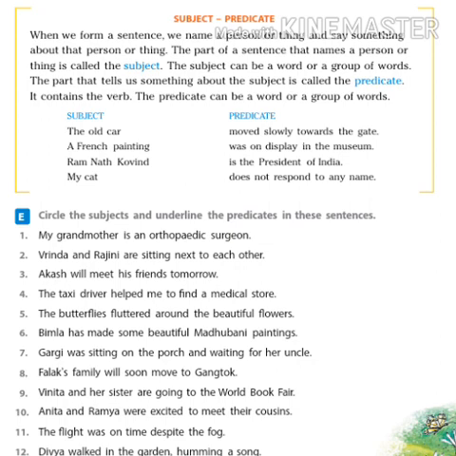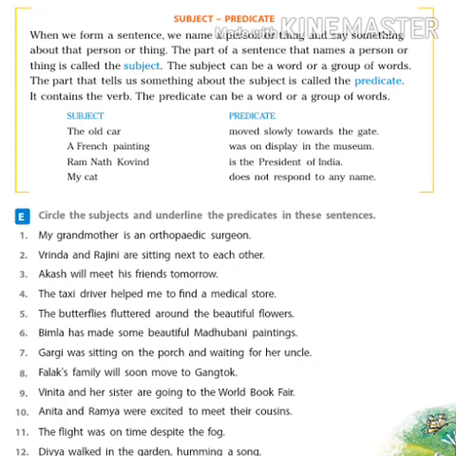Now, let's try to do the second sentence. Vrinda and Rajini are sitting next to each other. So, Vrinda and Rajini is the subject. The sentence is about Vrinda and Rajini. Now, where does the predicate start? The predicate starts from are sitting next to each other. Till other, you have to mark it as predicate.